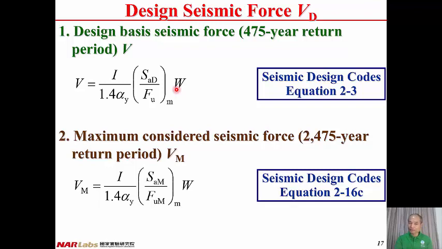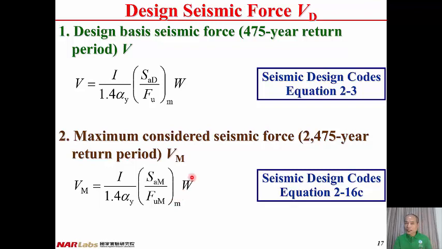That's the first step. And the second step, according to the seismic design code equation 2-16C, then we can have the maximum considered seismic force corresponding to 2,475-year return period, VM. VM equals I divided by 1.4 alpha Y times SaM divided by FuM modification times W.